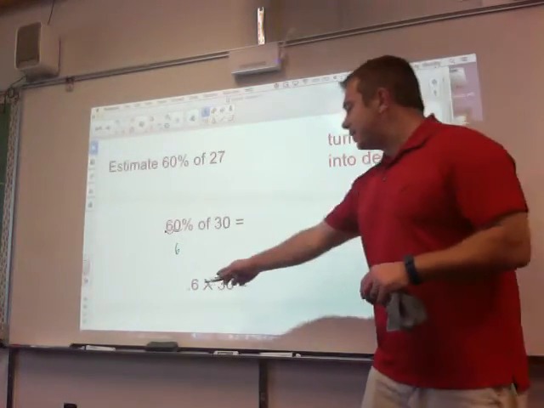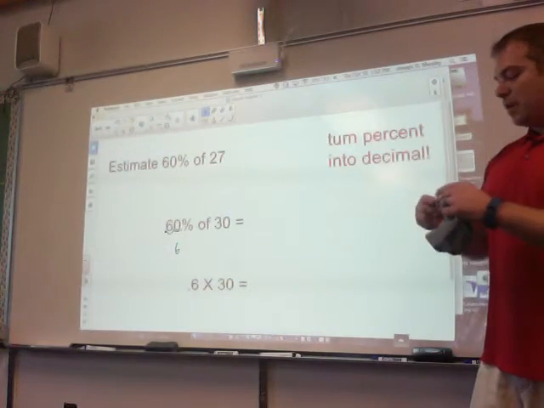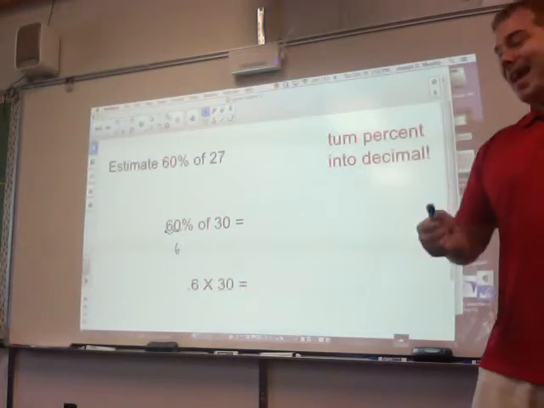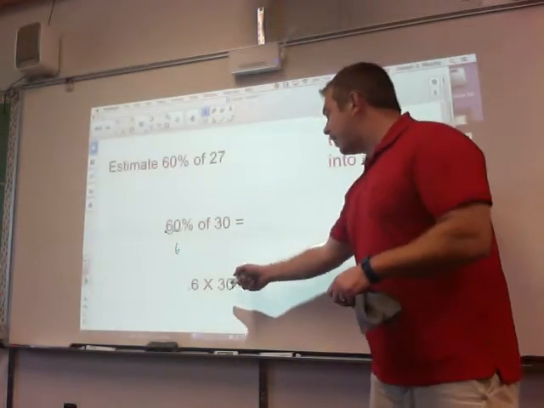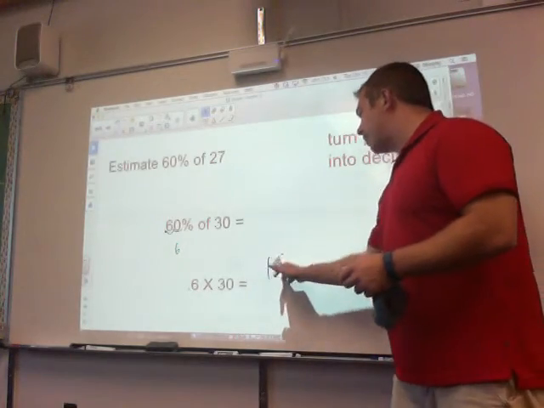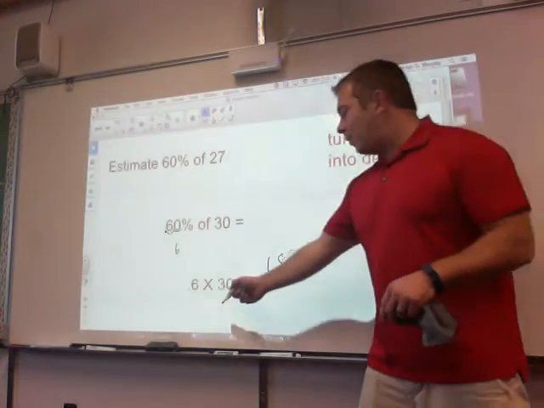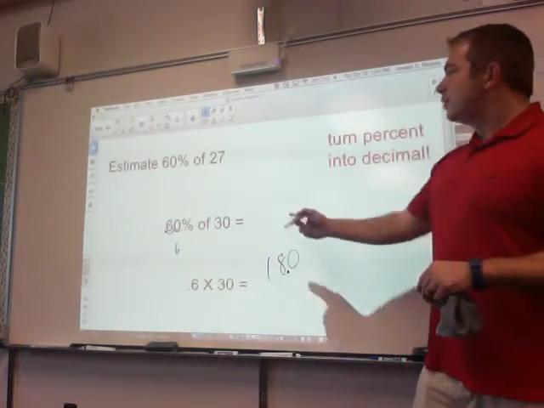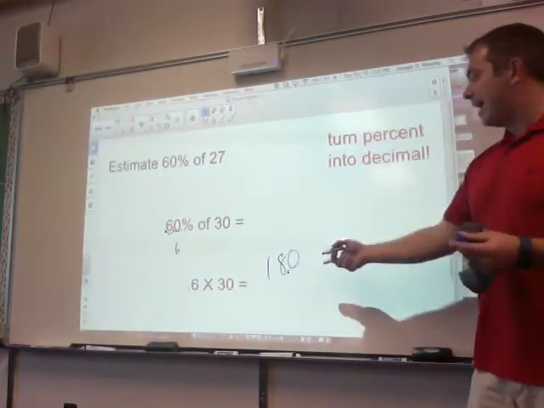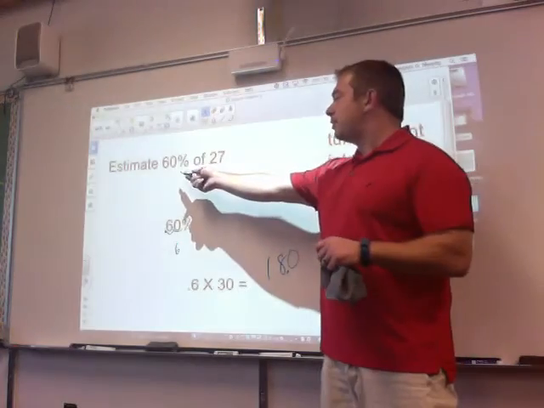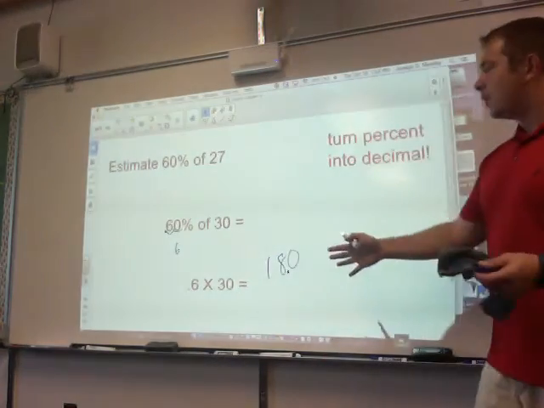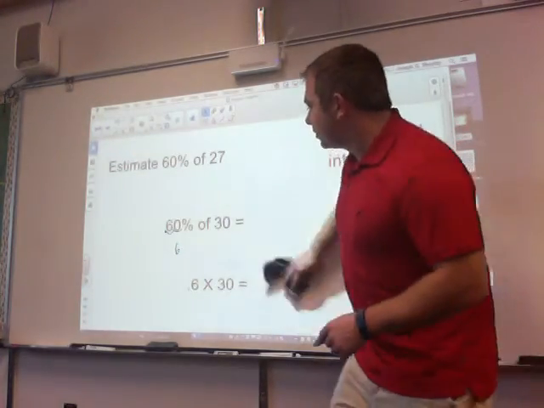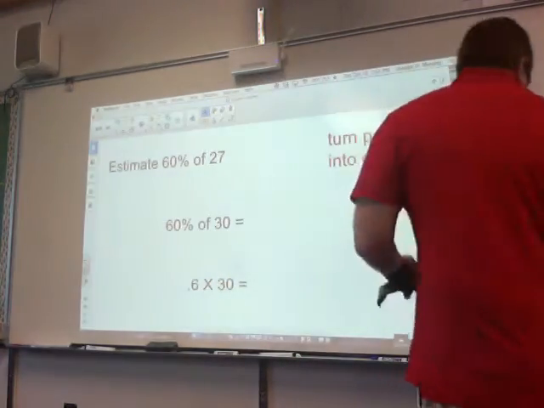So it's basically 6/10 times 30. And you all could do 6 times 3. What's 6 times 3? 18. So 6 times 30 would be 180, but I have how many place value spots? 1. So 18. So 60% of 30 is 18. So when we estimate 60% of 27, it's going to be about 18. All right? So we could turn the percent into a decimal.